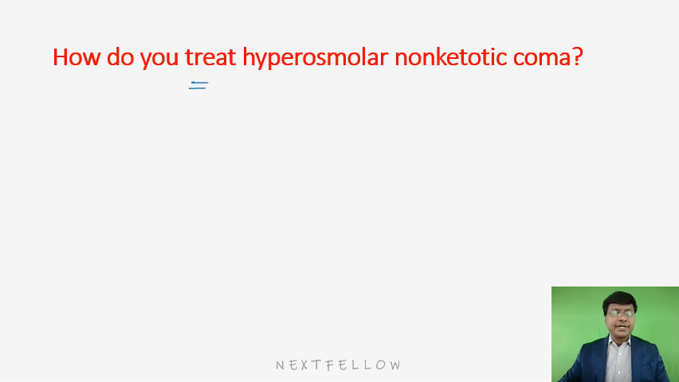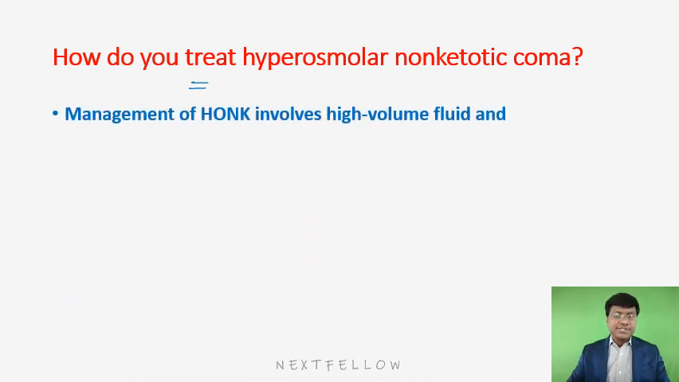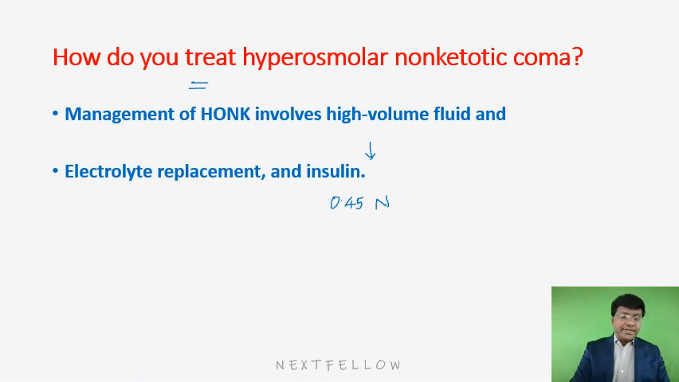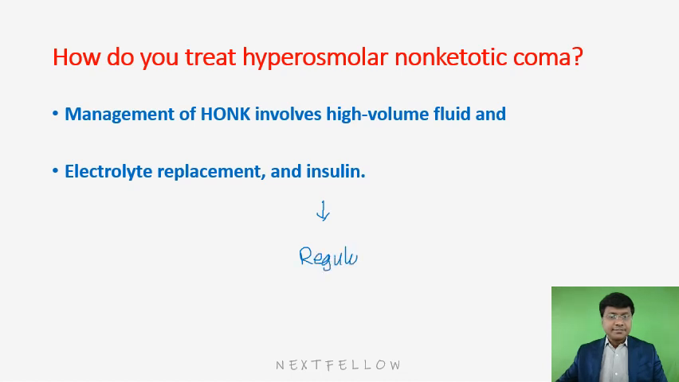How do you treat hyperosmolar non-ketotic coma? You need to give IV fluids, that is, half normal saline. Followed by that, you need to give insulin, and the insulin that you will supplement is regular insulin. That is the treatment. Please remember, hyperosmolar non-ketotic coma is the most common acute complication seen in type 2 diabetes mellitus. Thank you very much.